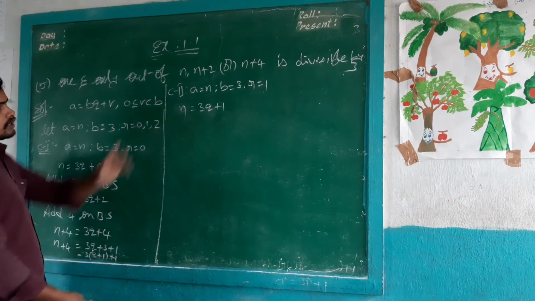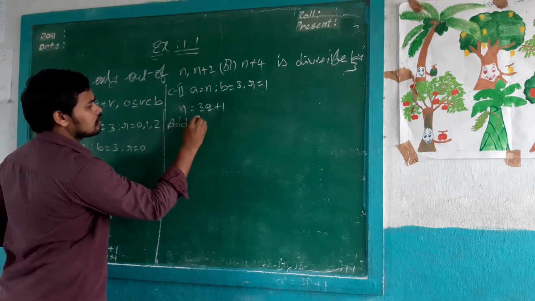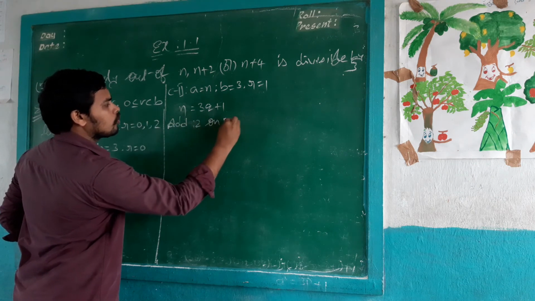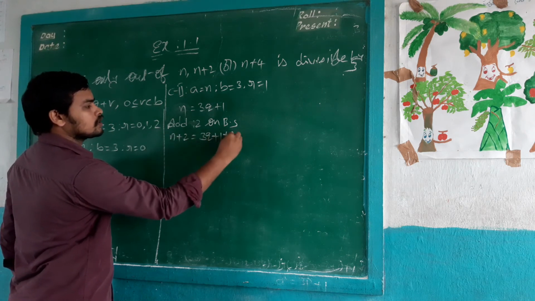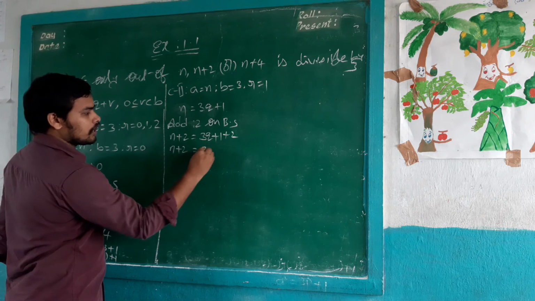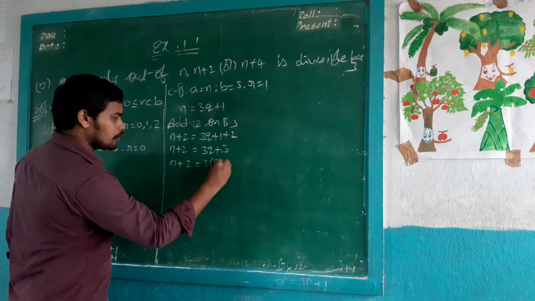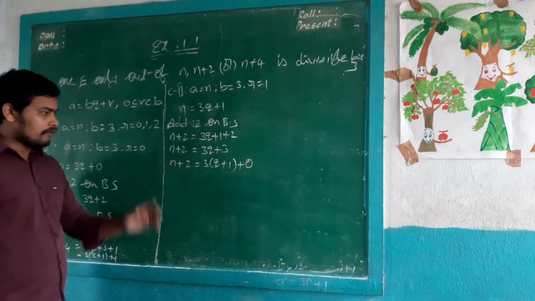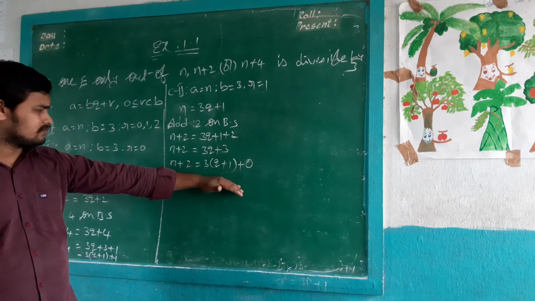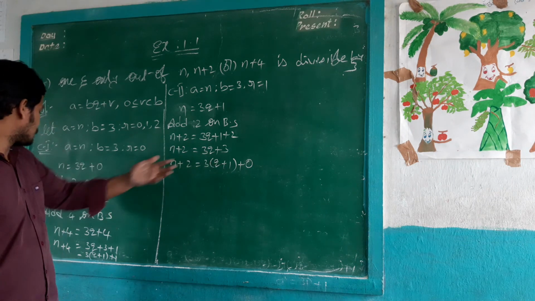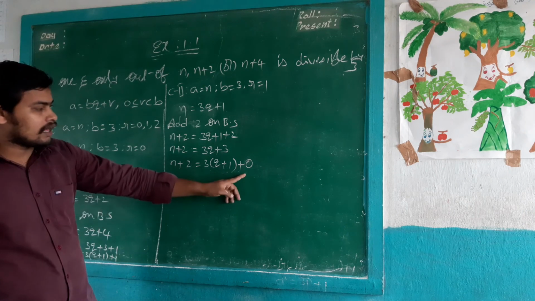So what we have to do is add 2 on both sides. n plus 2 equals 3q plus 1 plus 2. So n plus 2 equals 3q plus 3, so n plus 2 equals 3 times q plus 1, plus 0. When a number is multiplied by 3 and the remainder is 0, it is divisible. So in this case, for n plus 2, the remainder is 0.